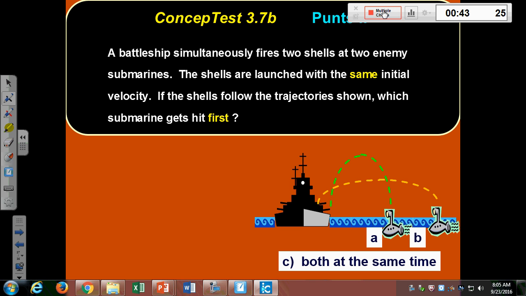Remember, what determines the time that an object is in the air? What determines the time? Is it the y motion or is it the x motion? Which is it? What determines the time? Is it x or y? It's the y motion. Tell your neighbor what you put. A lot of you have the wrong answer on this. So tell your neighbor what you put.